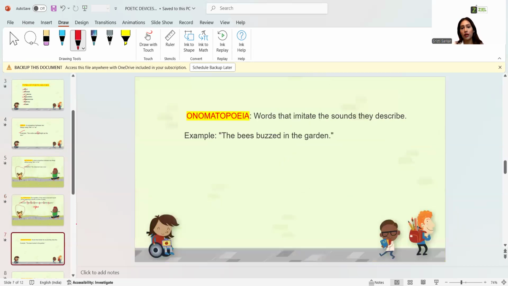Next one, onomatopoeia. Onomatopoeia are words that imitate sounds, like buzz, clap, whistle, such words that give off a sound, as in the bees buzz in the garden. Buzz, it is a sound. Clap, tap, all these things are sounds. Whenever there's a sound in a poetry, we see that the poet has used onomatopoeia, right? In this case, the bees buzz in the garden.